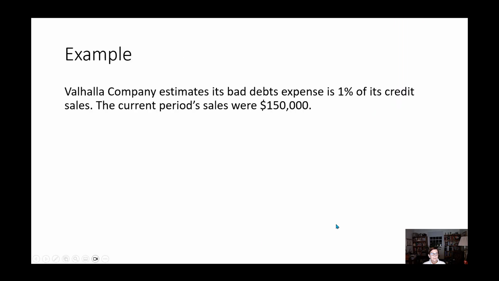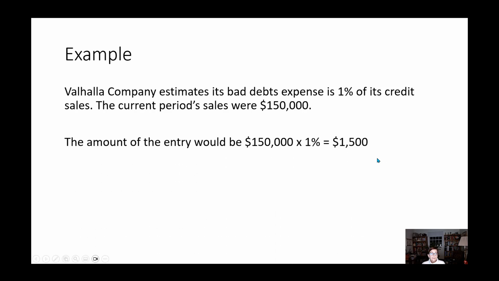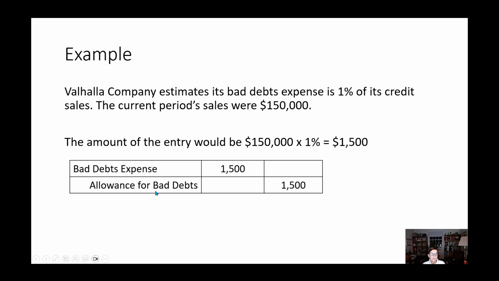So let's look at an example. Let's say that Valhalla Company estimates its bad debt expense is 1% of its credit sales. The current period sales were $150,000. So the amount of the adjusting entry at the end of the year is going to be, remember, it's net credit sales, which are $150,000 times 1%, which gives us $1,500. So the amount of the entry is $1,500. Remember, always the same entry. We're going to debit bad debt expense, credit the allowance for bad debts for the $1,500.